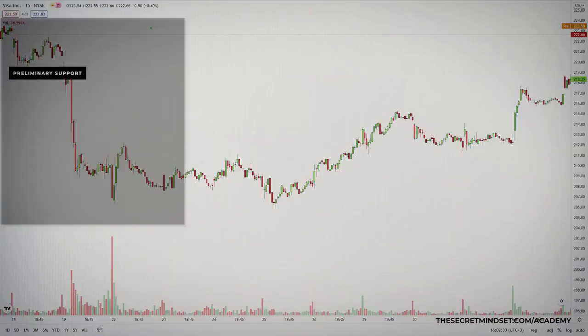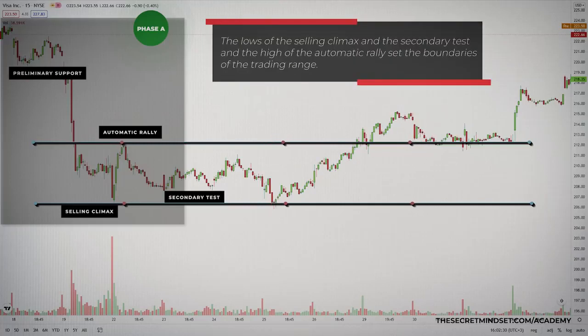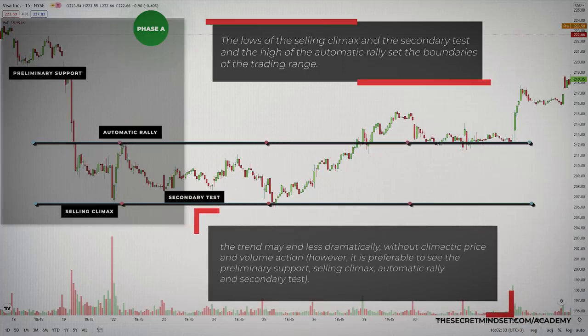The lows of the selling climax and the secondary test and the high of the automatic rally set the boundaries of the trading range. Sometimes the trend may end less dramatically without climactic price and volume action. In general, however, it's preferable to see the preliminary support, the selling climax, the automatic rally, and the secondary test, as these provide not only a more distinct landscape, but a clear indication that smart money has definitely initiated accumulation.